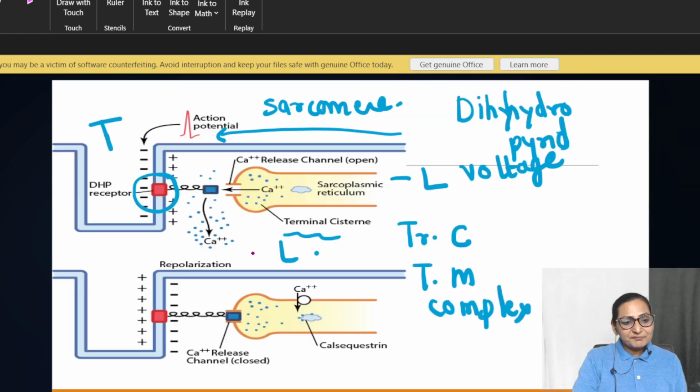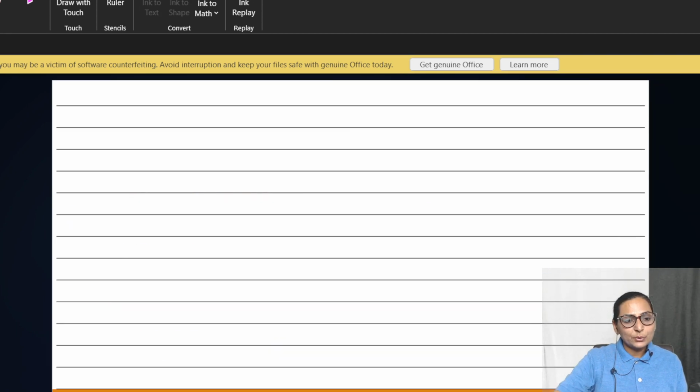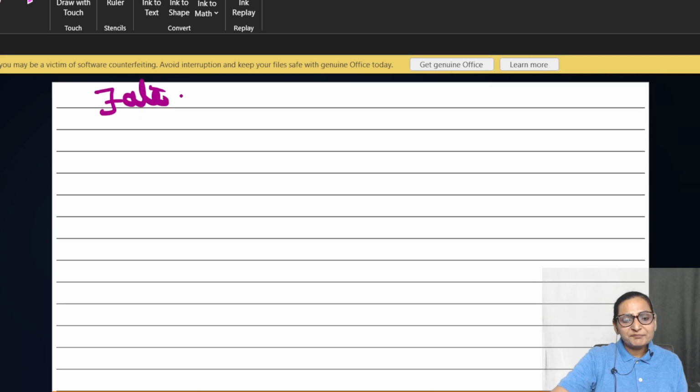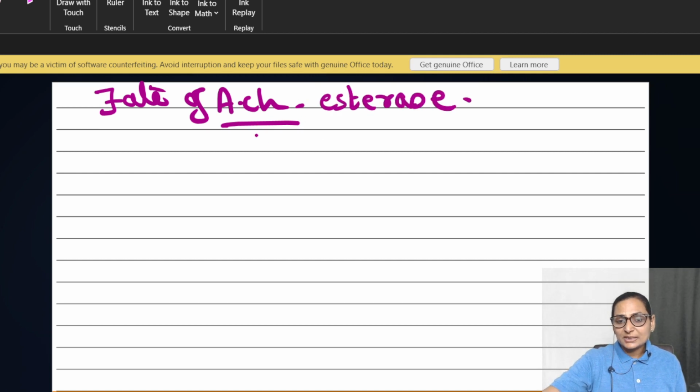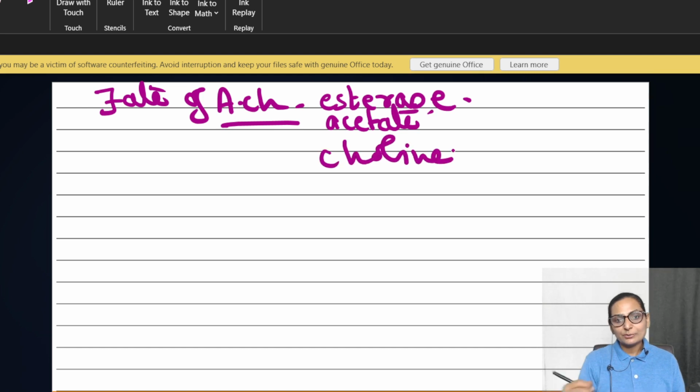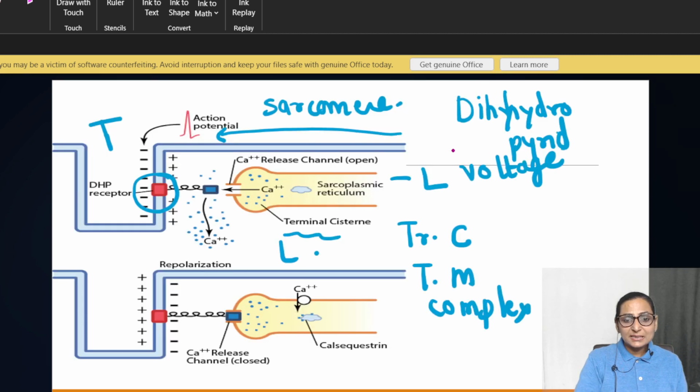Now never forget the fate of acetylcholine. You never want that acetylcholine should remain there only. Most of it can be removed by diffusion, but there is an enzyme, acetylcholine esterase, which will break up this acetylcholine into acetate and choline, so that continuous activation does not take place, right? So these are the events at NMJ.